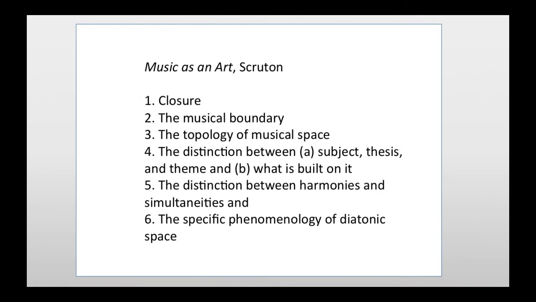which includes music that uses the major and minor scales, as well as various modes like the Dorian and Phrygian modes. Scruton lists 6 features: 1. Closure; 2. The musical boundary; 3. The topology of musical space; 4. The distinction between A. Subject, thesis, and theme, and B. What is built on it; 5. The distinction between harmonies and simultaneities; and 6. The specific phenomenology of diatonic space. These certainly require some explanation.